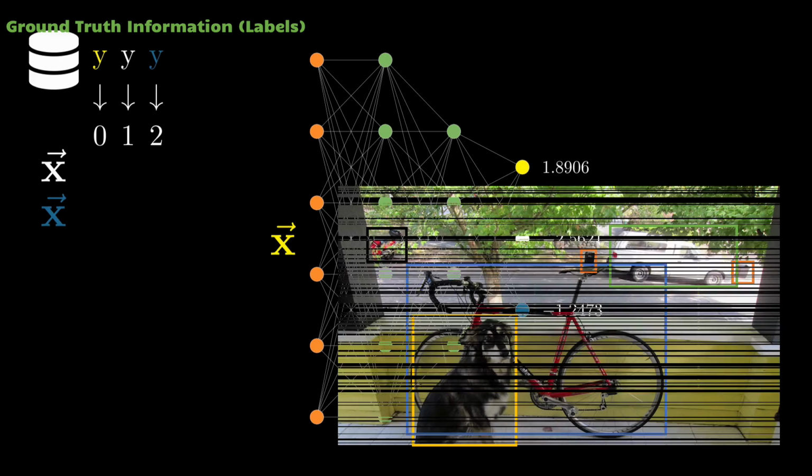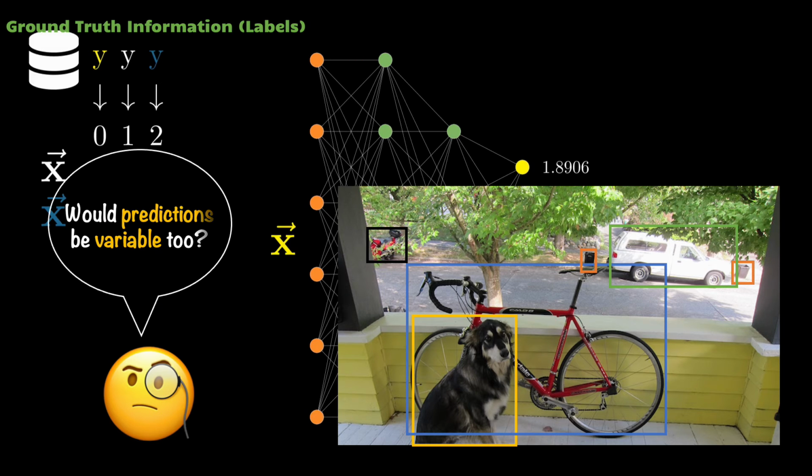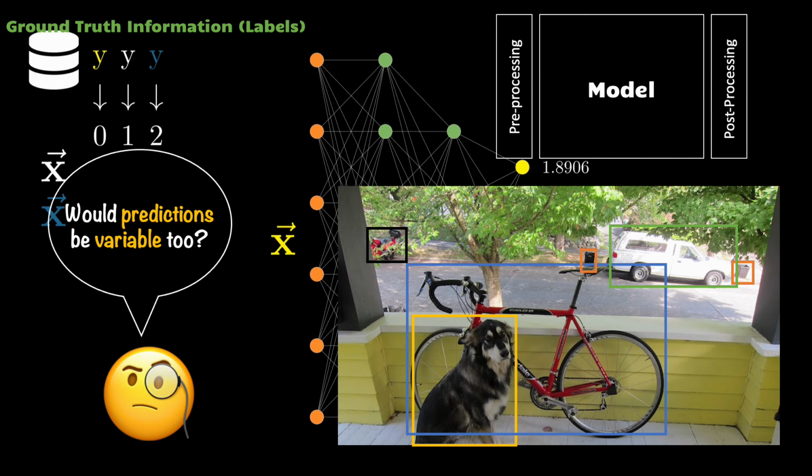But in object detection, we have a very different situation. Look at our image again. Think of it as one sample, and to this sample are associated multiple objects. These objects are of different sizes and belong to different classes, and some may belong to the same class as well. So you can see that the ground truth labels are variable here. They are not fixed, unlike your image classification problem. So the natural question is, would the prediction be variable too? And the answer to that is no.